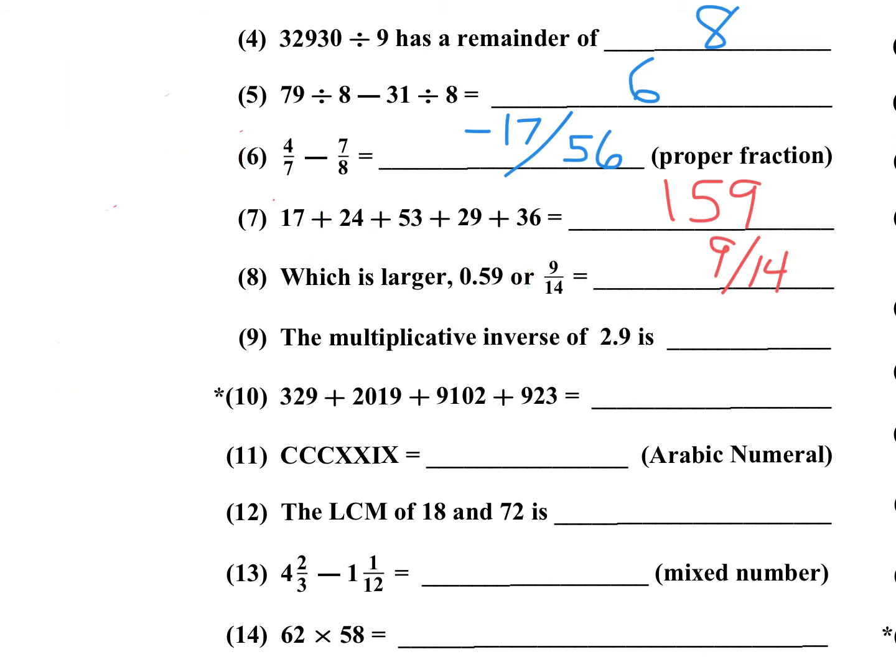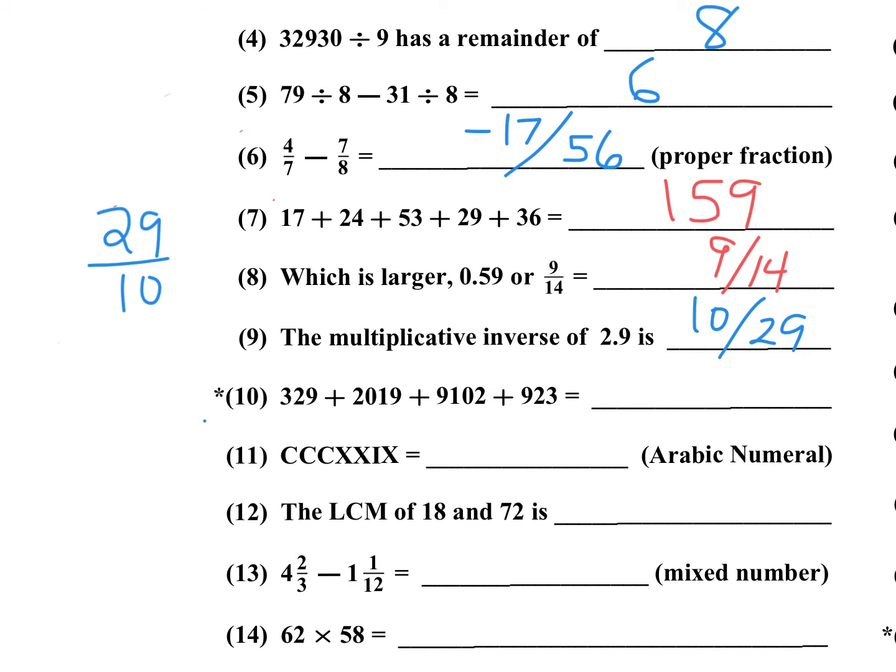For number 9, what is the multiplicative inverse, that means reciprocal, of 2.9? So 2.9, think of that as being 29 tenths. 29 over 10, that's 2.9. So the reciprocal of that would be 10 over 29.